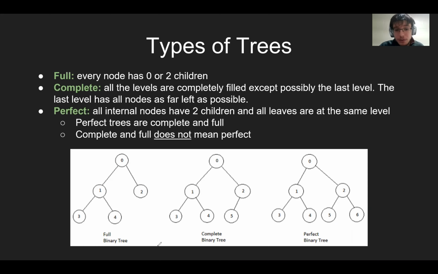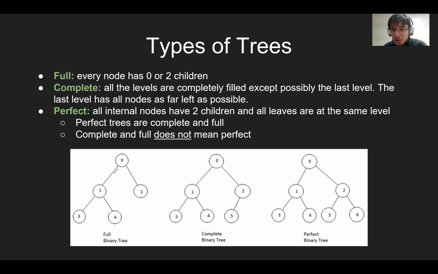Complete, that may not be the case, right? Like complete, we have this is complete because the entire bottom level isn't full, but everything at the bottom, everything internal has 2 children, and then at the leaves, everything is as far left as possible. So if we had a 5 here, this would not be a complete binary tree.